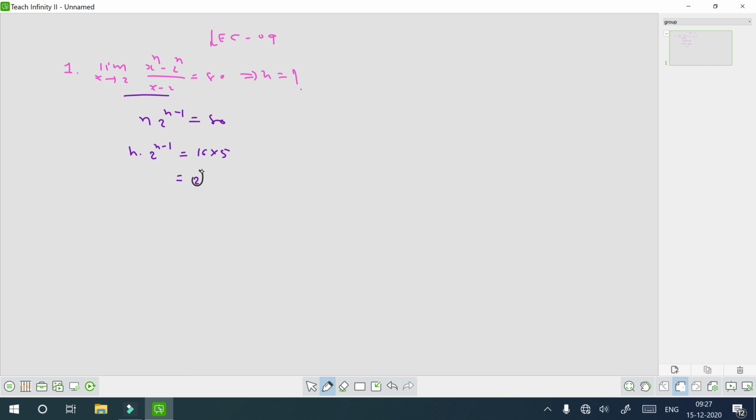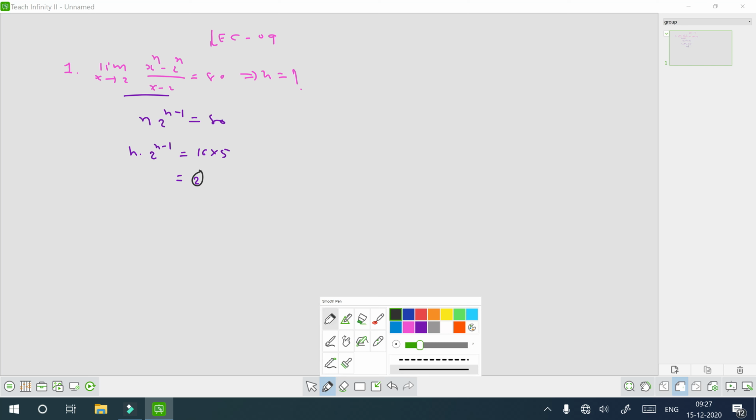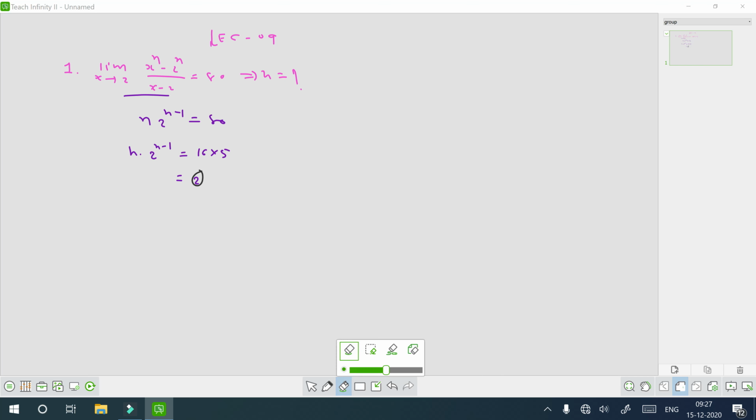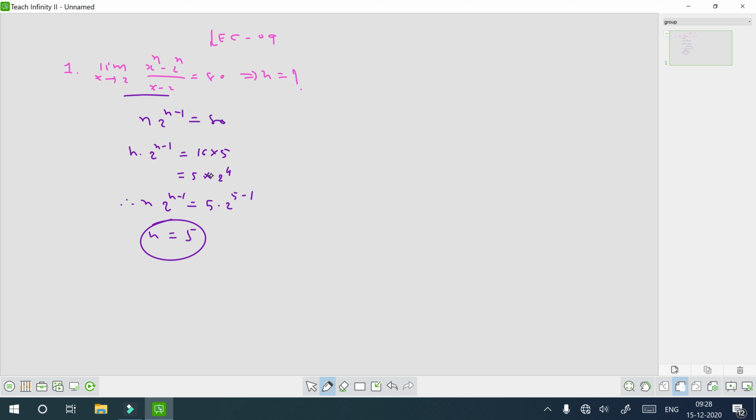5 into 2 raised to 4. Can I write it? And therefore n into 2 raised to n minus 1 is equal to 5 into 2 raised to 5 minus 1. Yes or no? So that comes out n is equal to 5. Clear? So there is no need to write this sign here. Directly we have to solve it because it is a time saving form.